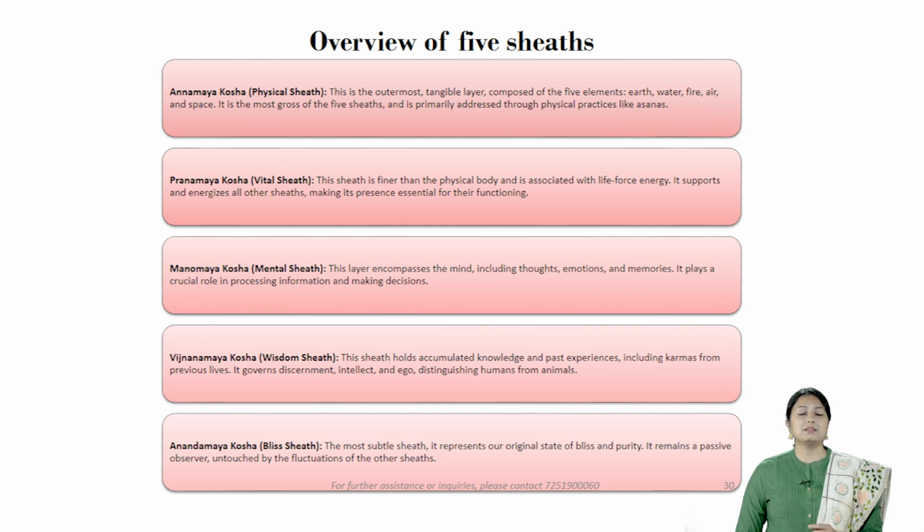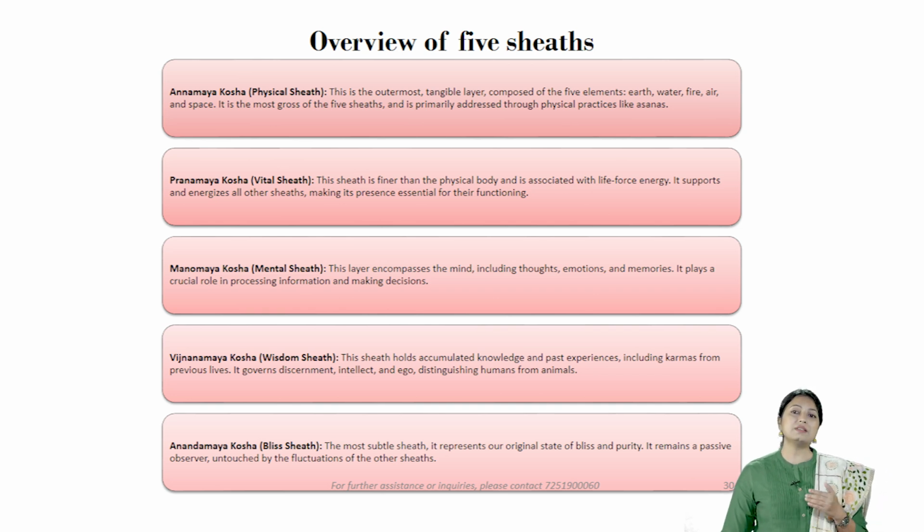Here's a review. The first kosh is the Annamaya Kosh, the physical sheath, which is the outermost tangible layer composed of the 5 elements: earth, water, fire, air and space. It is the most gross of the 5 sheaths and is primarily addressed through physical practices like asanas. The next sheath is Pranamaya Kosh or the vital sheath. This sheath is finer than the physical body and is associated with life force energy. It supports and energizes all other sheaths, making its presence essential for their functioning.